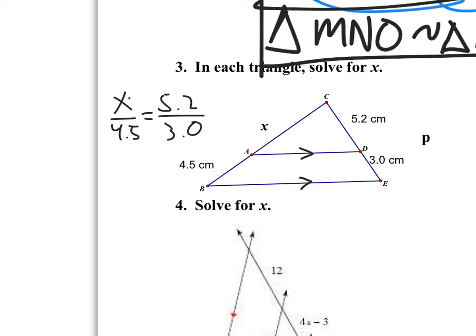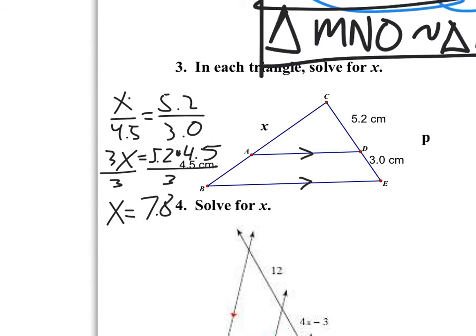Okay? And so we're going to cross multiply here. And we've got 3 times x equals 5.2 times 4.5. Okay, and then we're going to divide by 3 on both sides. Okay, and that's going to give us our final answer, which is 7.8. Okay, there we have it there.